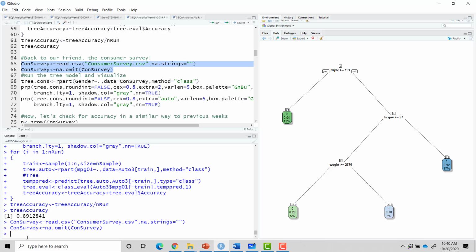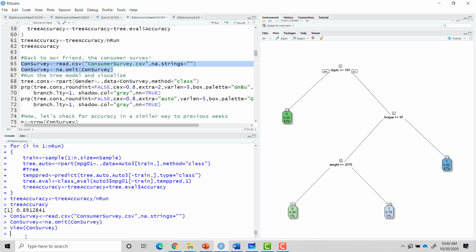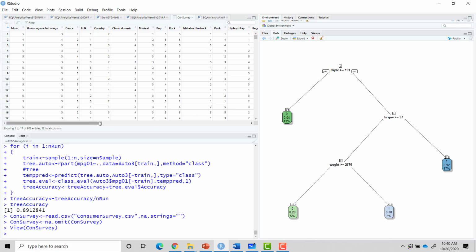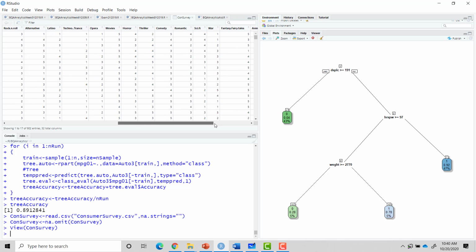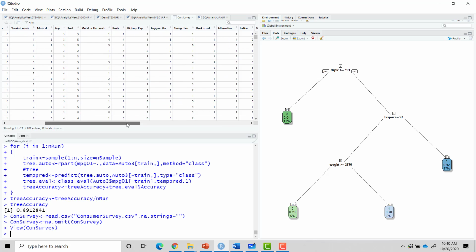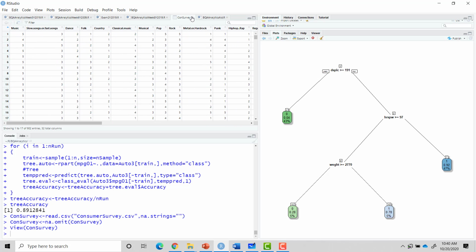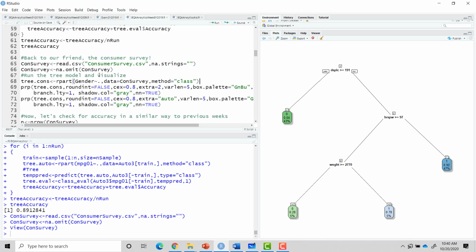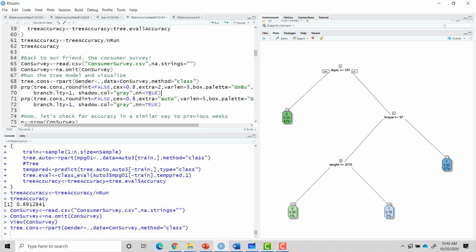So here, if you can't remember what's in it, let's just have a look. It's basically a load of different preferences for different types of movies and music. Okay, so what we're going to do now is predict gender, again, using our part and the consumer survey. So here we're just taking the whole data set as the training data set. And we're going to have our first interpretation.